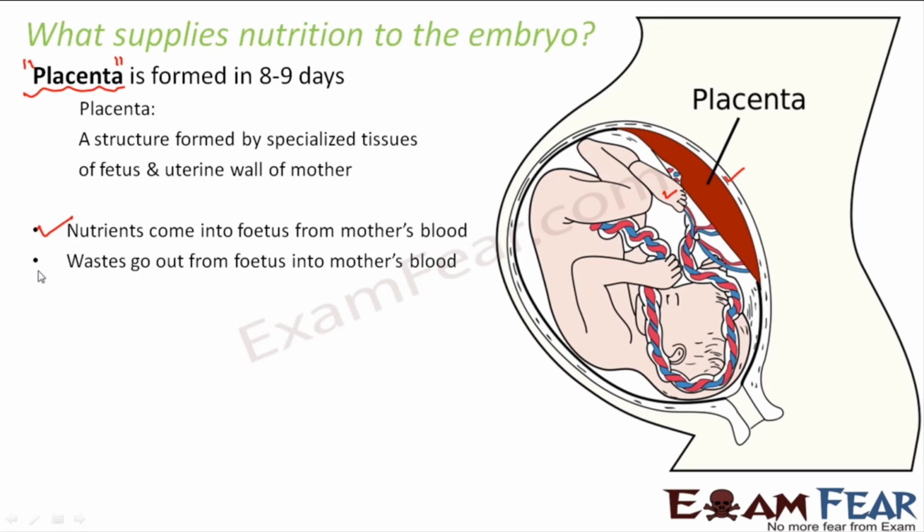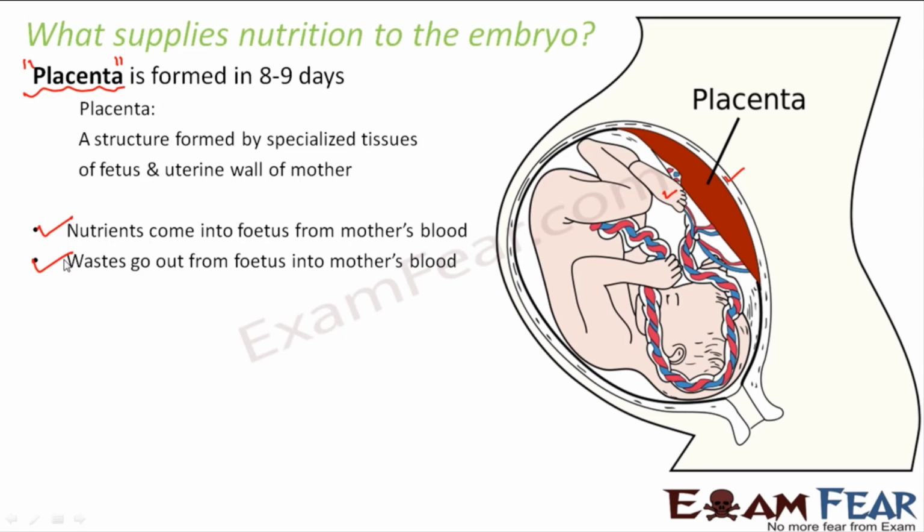Similarly, all waste materials go out from the fetus into the mother's blood through the placenta, because even the fetus is also a new living organism now. So the different life processes which we generally talk about, maybe digestion or respiration, everything is happening inside the fetus as well. As a result, excretion is also taking place. So there are some waste materials which need to be thrown out. Where will the fetus throw out the waste materials? Those waste materials are also thrown to the placenta, and through the placenta they reach the mother's blood, and from the mother's blood they are excreted out through the excretory system of the mother. So the placenta acts as a link between the fetus and the mother.